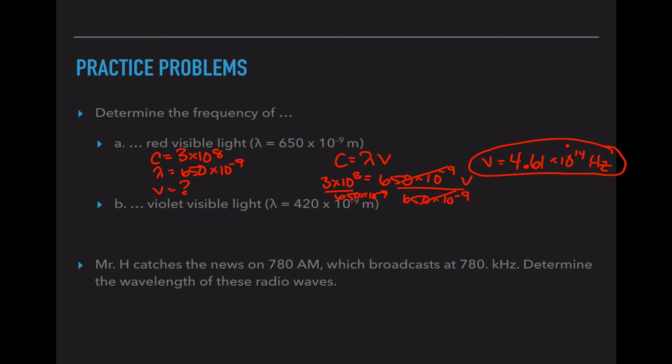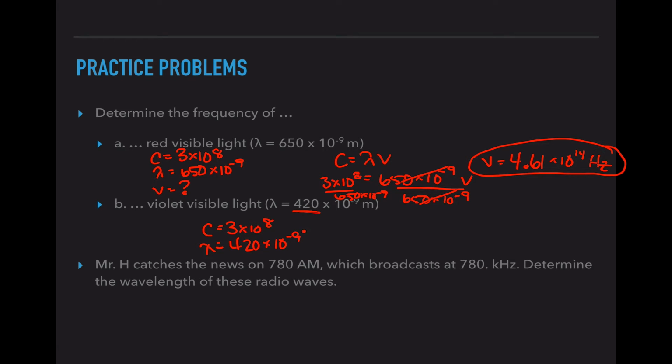So notice, with these answers, we are going to have exponents. It's not going to be an easy, pretty number. We are going to have those times 10 to the somethings in order to indicate it. So we're going to use the same equation, but now our wavelength is 420 times 10 to the negative 9. So c is 3 times 10 to the 8. Lambda is 420 times 10 to the negative 9.